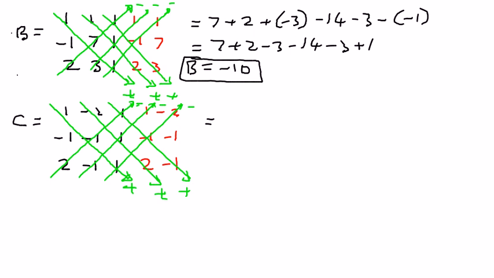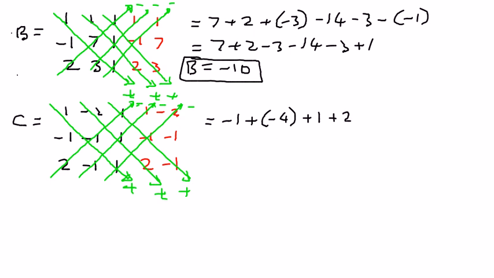So 1 times negative 1 times 1 is going to be negative 1, plus negative 2 times 1 times 2 is going to be equal to negative 4. Then plus 1 times negative 1 times negative 1 will be positive 1. And then we're going to go up. 2 times negative 1 times 1 will be negative 2. Therefore, minus negative will be positive 2.